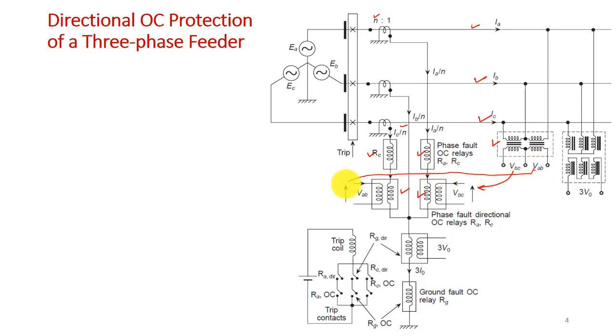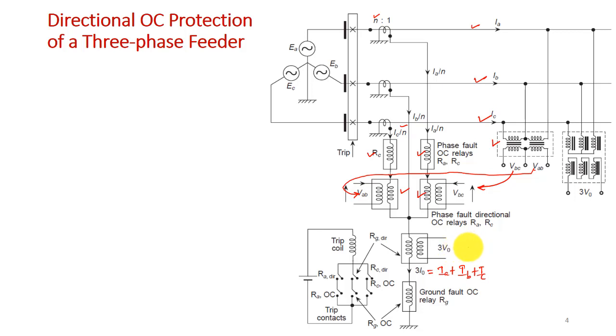It will be fed here at this point. Similarly, for the protection of ground fault, we have a relay that is connected to the ground wire, and that ground fault overcurrent relay will be RG, which is fed with 3I0. 3I0 is nothing but IA plus IB plus IC, which is passing through the ground wire, and similarly we'll feed the potential coil of this relay, that is RG directional, by 3V0.